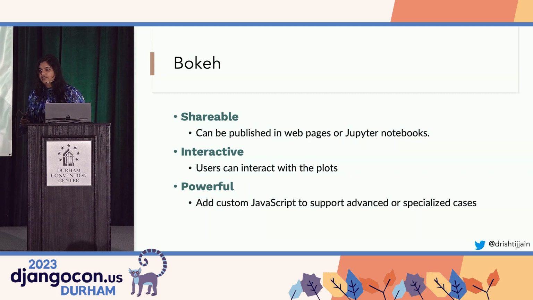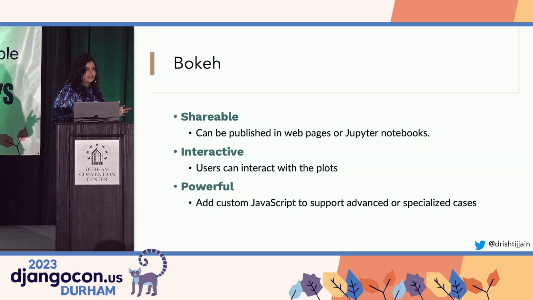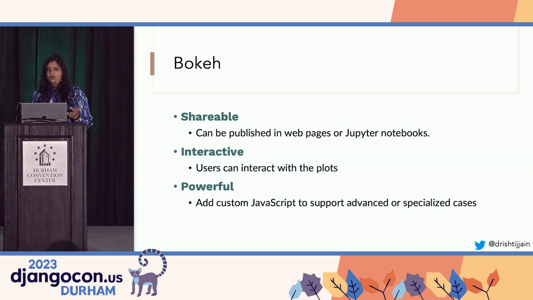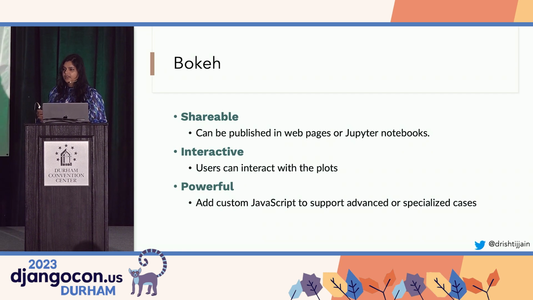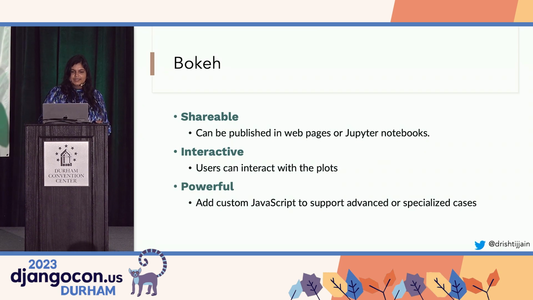The major advantage is that your Bokeh library code, along with Django, is very easy to share. You can publish it as a web page or even in your Jupyter notebooks. If you're working in a research-based environment, or if your project is still in the R&D phase, you would want to share your project with your colleagues. This is mainly in the form of Jupyter notebooks. In that case, Bokeh becomes more advantageous for us. And it is interactive and very powerful.